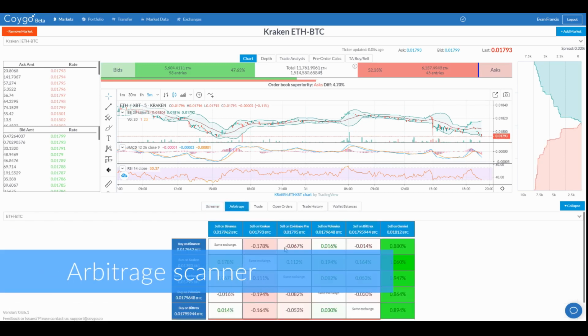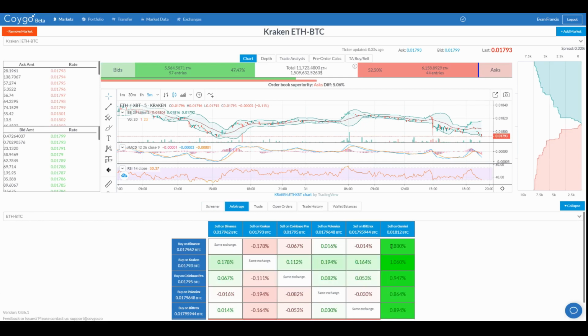So this provides you a quick glance of all arbitrage spreads for this same market across every exchange. So we can see right now the highest spread is about 1.06% if you were to buy on Kraken and sell on Gemini.